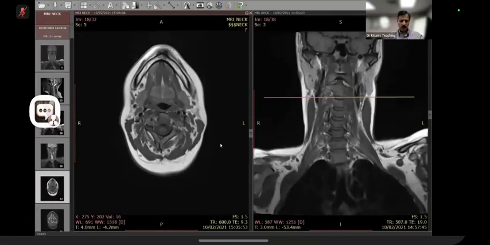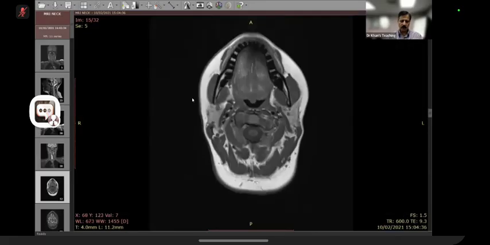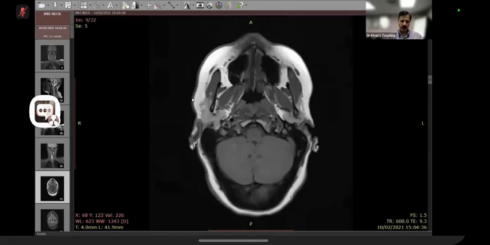So let's go through in a DICOM format. Now, candidate 1, can you see my DICOM viewer? Yes, I can. Okay, so now we are going to revise our masticator space.